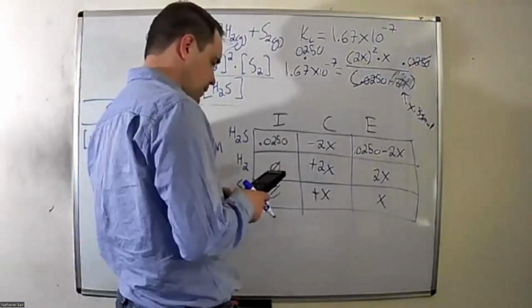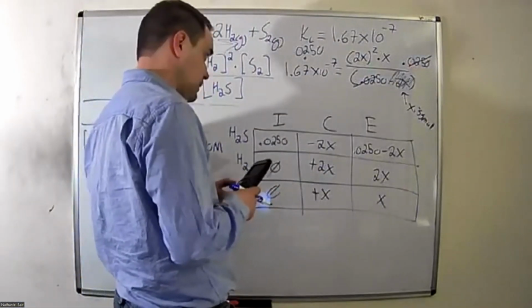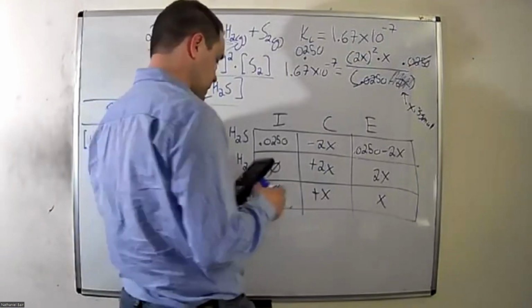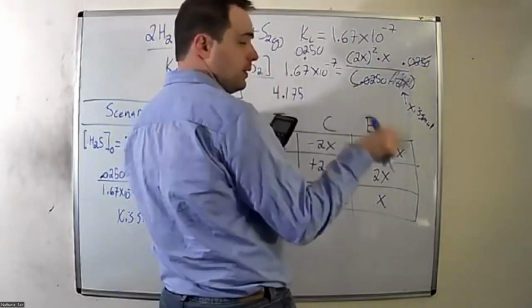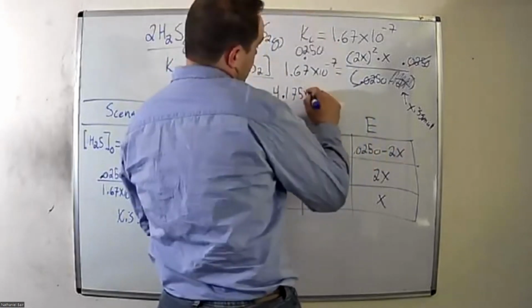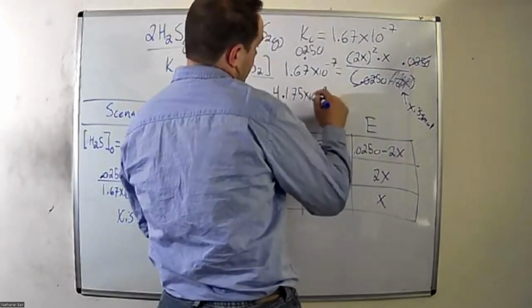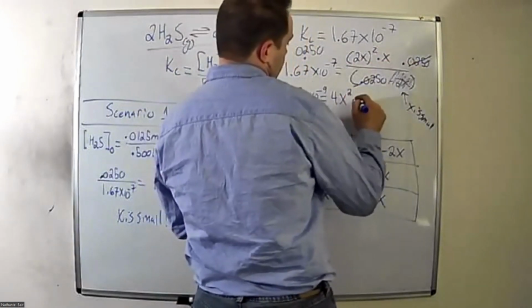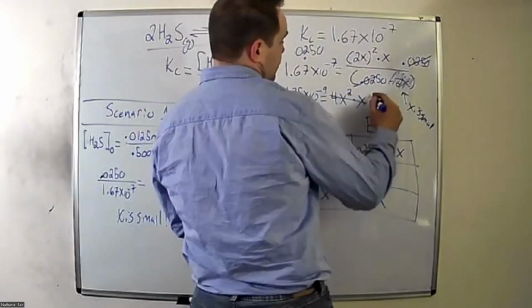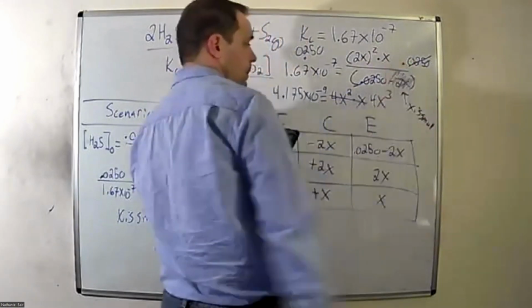So 0.025 times 1.67 times 10 to the negative 7 is 4.175. I'm going to round at the end. Times 10 to the negative 9 equals 4x squared times x. 4x squared times x. That's 4x cubed.